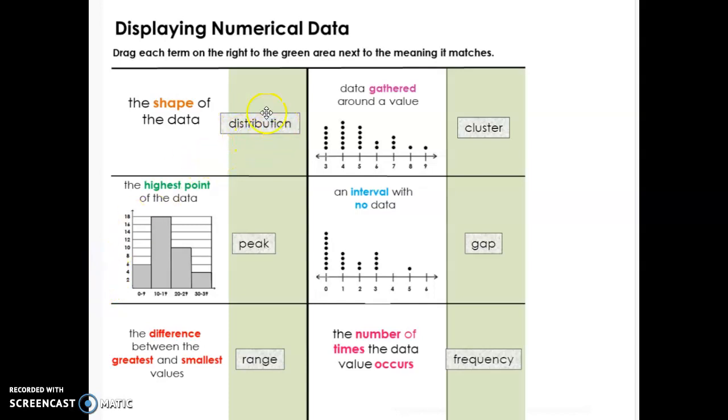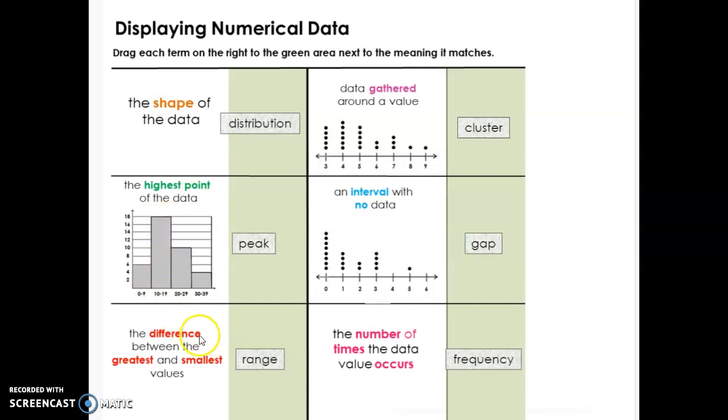So in statistics, the word distribution means whatever shape the data makes. So like the shape of this graph right here is called the distribution. We'll learn about the different shapes later. A cluster is when data is gathered around a value. So over here, the data is clustered over here. A gap is an interval or a period of the data where there's no data value. So right here is the gap. A peak is the highest point. So here's our peak.